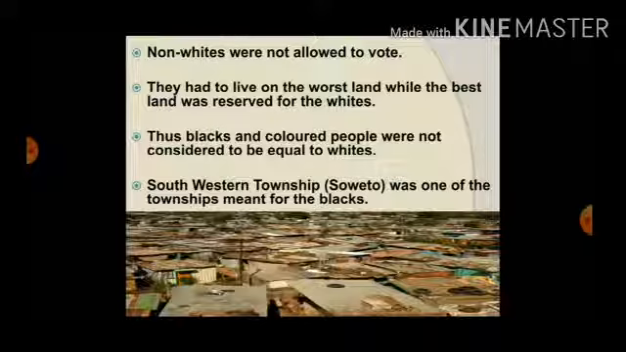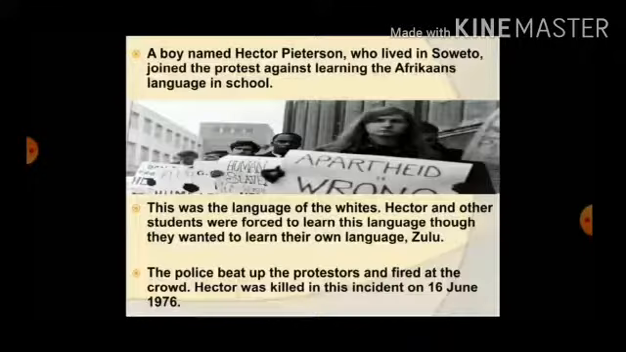Soweto Township was one of the townships meant for the blacks. There was a lot of difference between the whites and the blacks. All the facilities were given to the whites and the blacks were not treated properly. They were not allowed to vote. They were not allowed to live in the best and good areas. They were not allowed to go to a very good school and study. They were even separated on the basis of color, and the seats were reserved for whites and not for blacks.